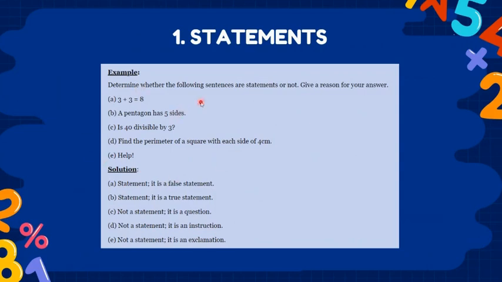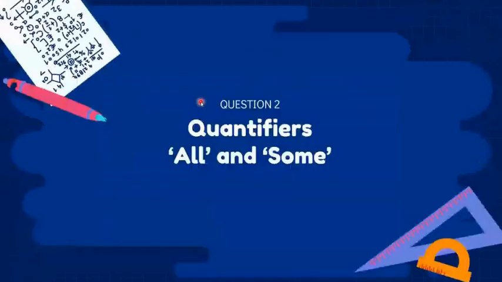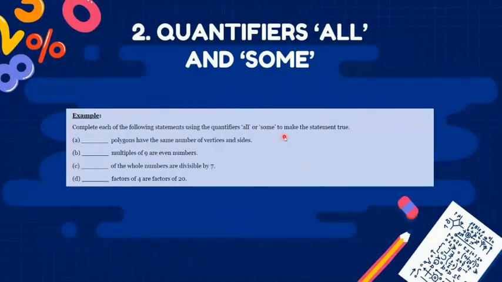All right. So for the second question, question 2, we're going to cover quantifiers, all and some. For this one, we have 4 sub questions. The general question is: complete each of the following statements using the quantifiers all or some to make the statements true. I'm going to read the statements one by one. In the meantime, you guys can try to find the answer so that you have it before I proceed to the next slides.